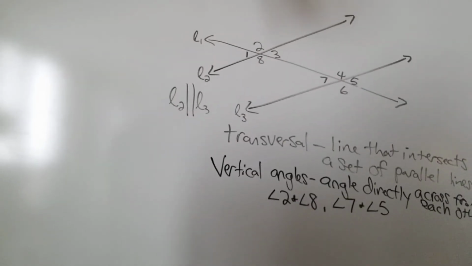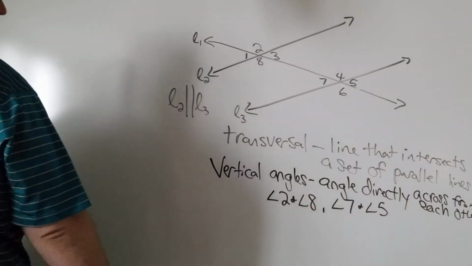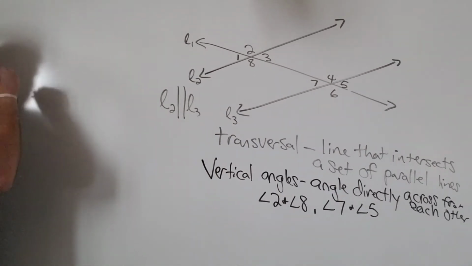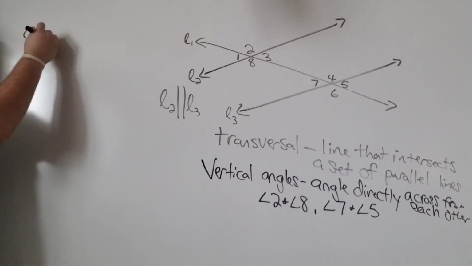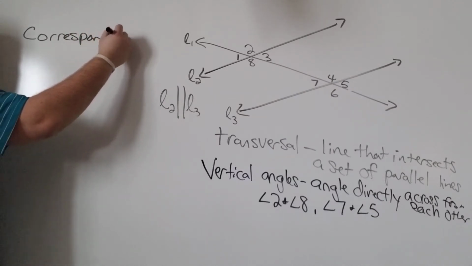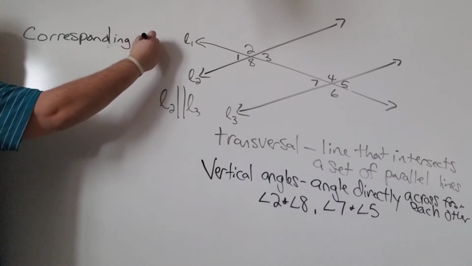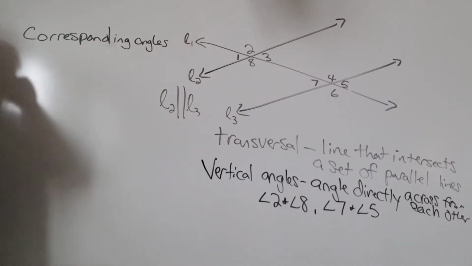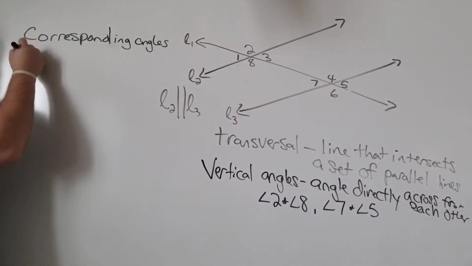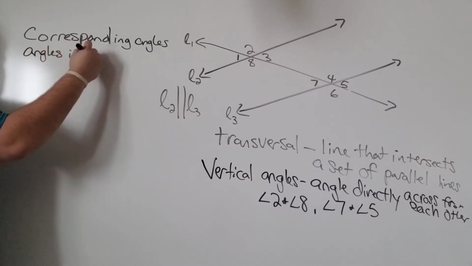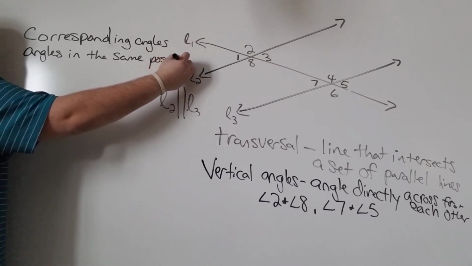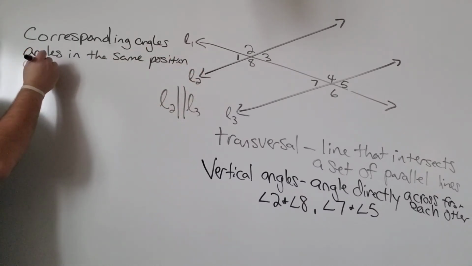Okay. I'm not trying to cut off, but I'm going to use some board space over here. Okay, next one we have alternate. Actually, let's go corresponding. Corresponding angles. Yeah, that shows up on the board. Okay. Corresponding angles are angles in the same position at different intersections.